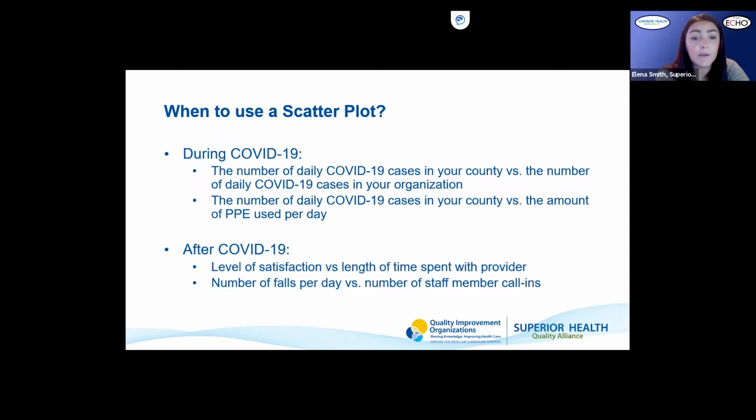After COVID-19, maybe you're going to look at the level of patient satisfaction versus the length of time spent with the provider, or the number of falls per day versus the number of staff member call-ins.